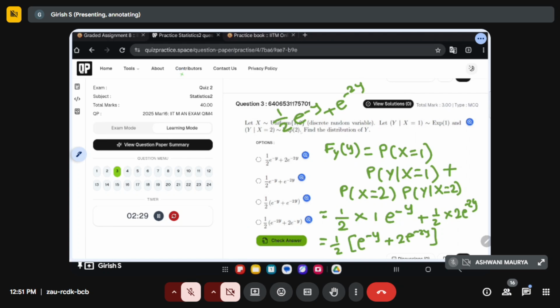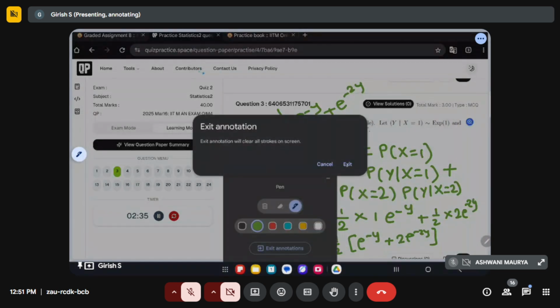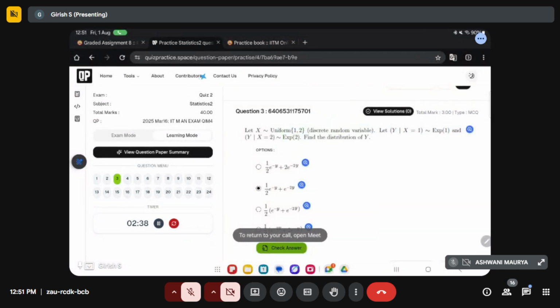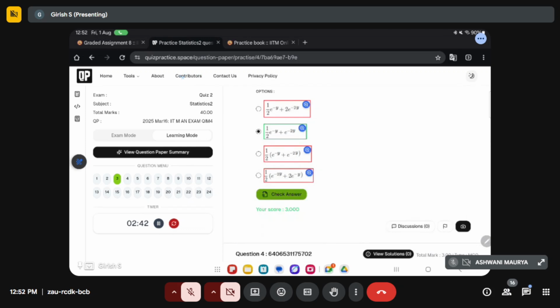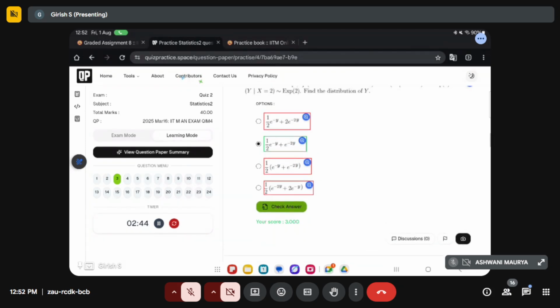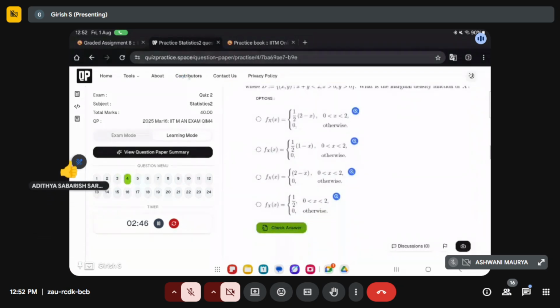Where is it? This one. Oops, I have to exit it. Is this question clear? Yeah, clear. Let's take the next one.